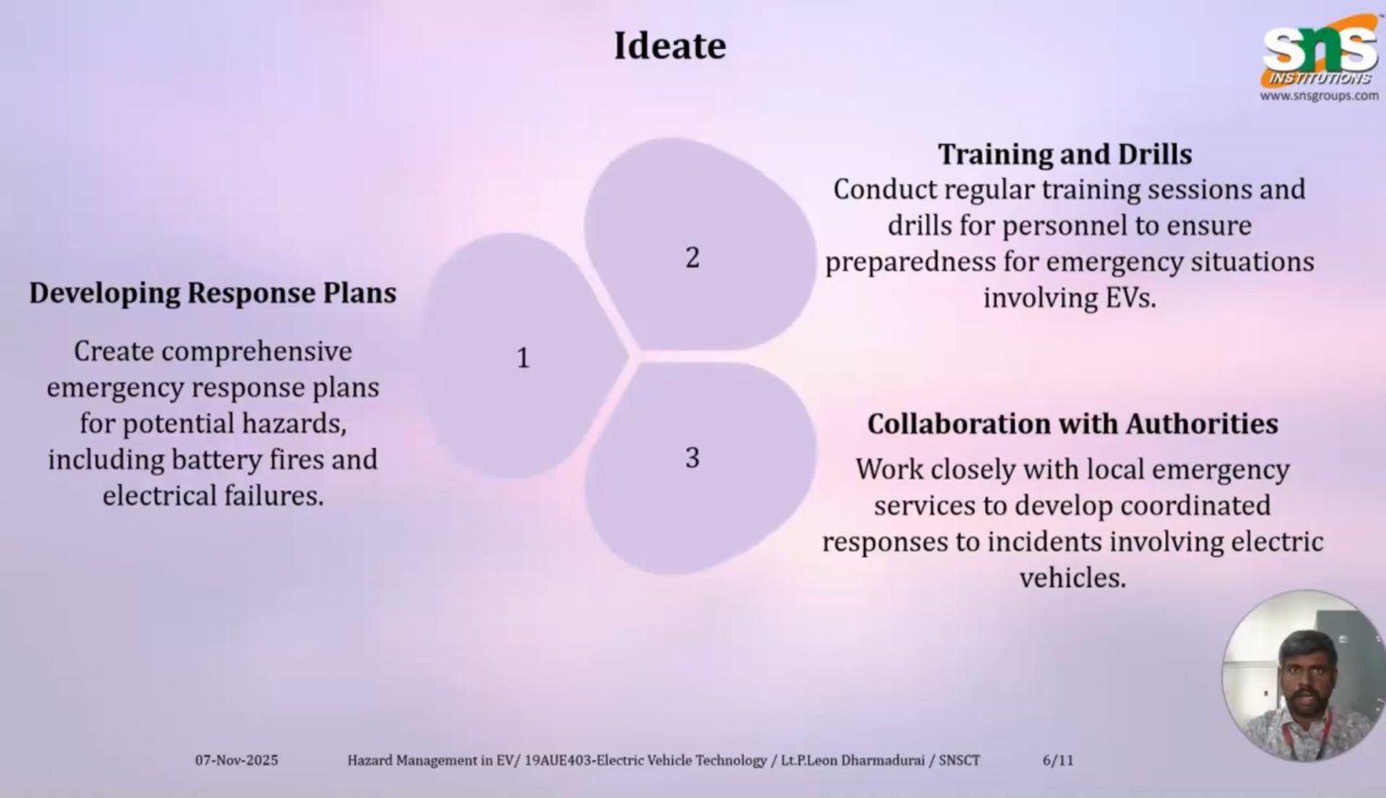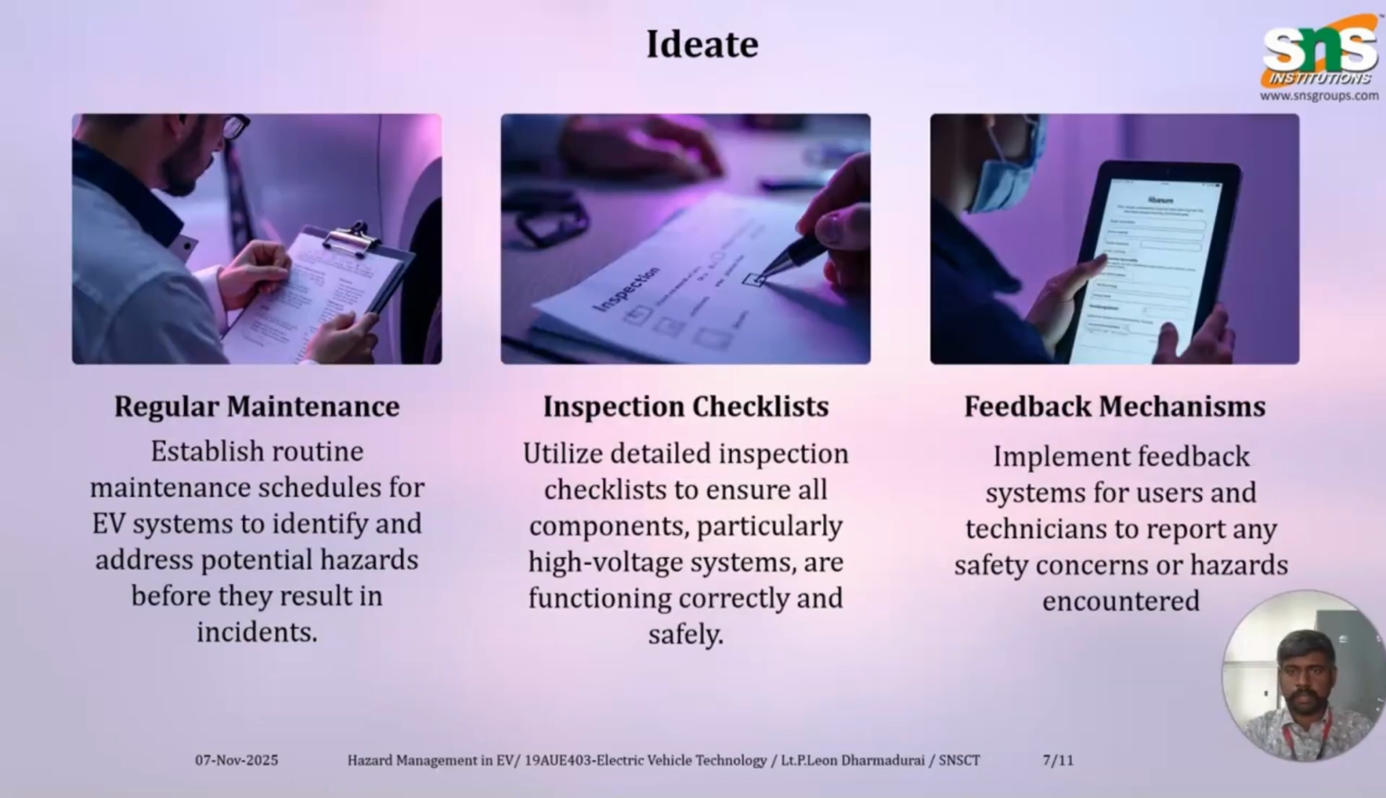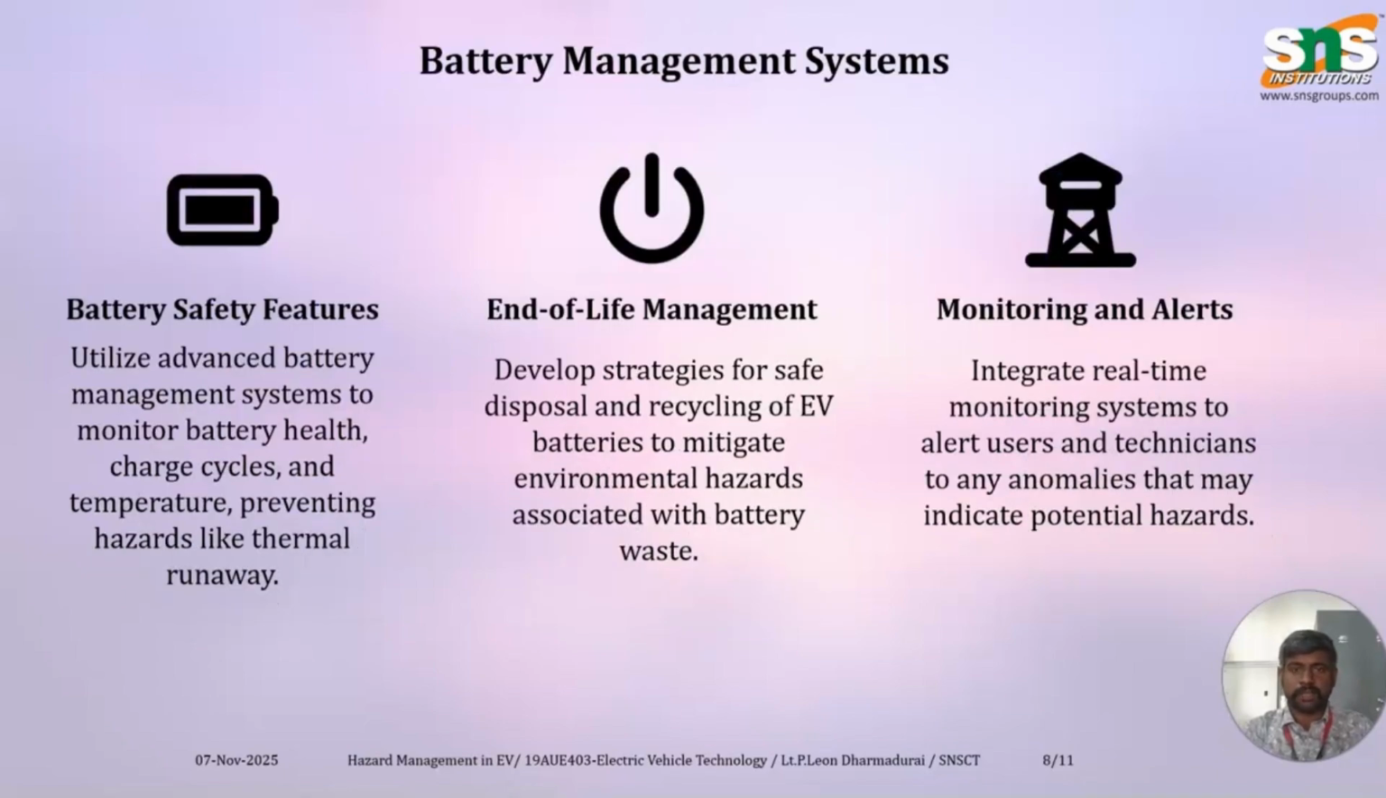Because for the past 30 to 40 years we have faced problems related to IC engines. When an IC engine catches fire, we know how to solve that issue, but it is not the same in the case of EVs. So proper training needs to be given to the mechanic and also to the user, so that they can handle the situation during these kinds of problems. Then regular maintenance, the inspection checklist, and a feedback mechanism. These are the things that can be followed in order to have a good hazard management system.